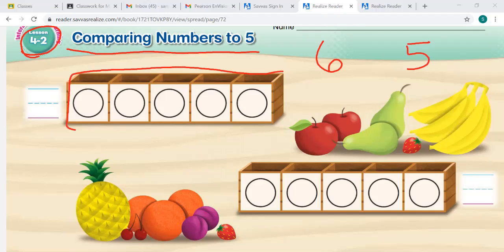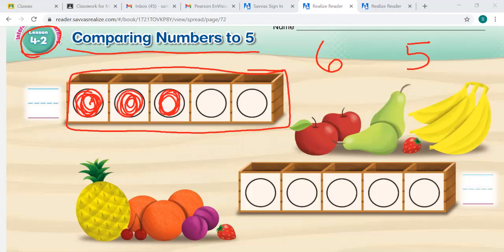This is called a 5 frame. So we are going to color in 5 counters. All right, let's color in 5 of these counters. That is why it's called a 5 frame. When each of these frames or boxes has a counter in it, we know that that is always going to be 5. So let's count. 1, 2, 3, 4, 5. So we have 5 here.